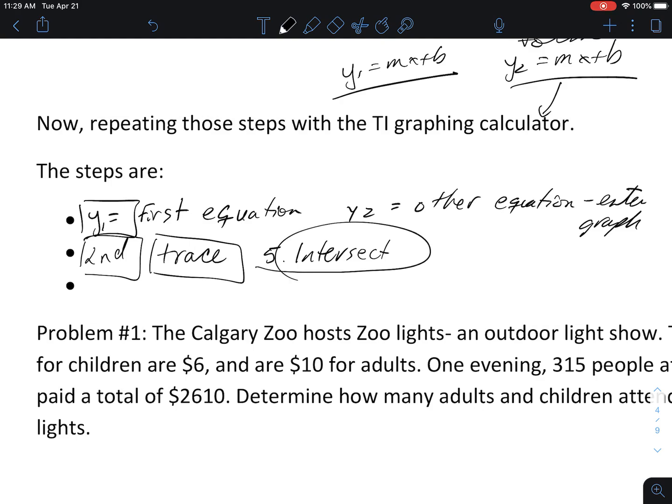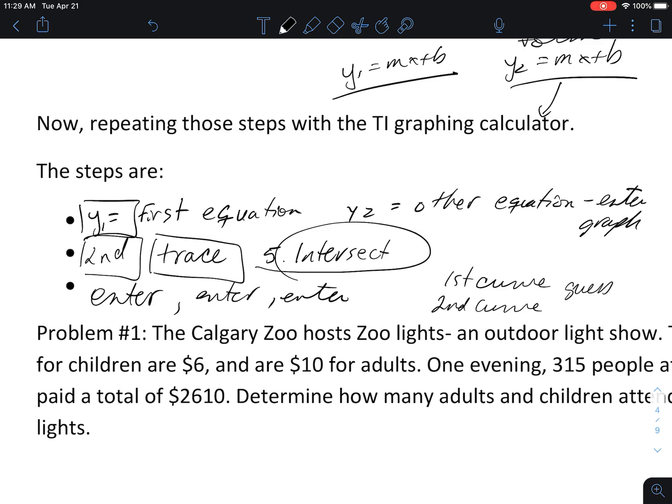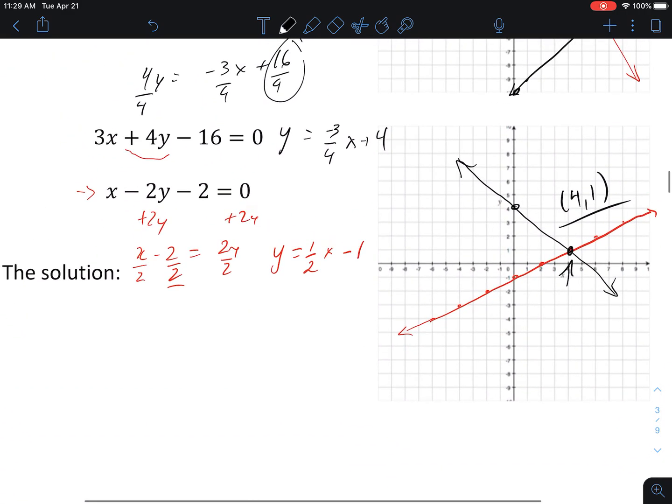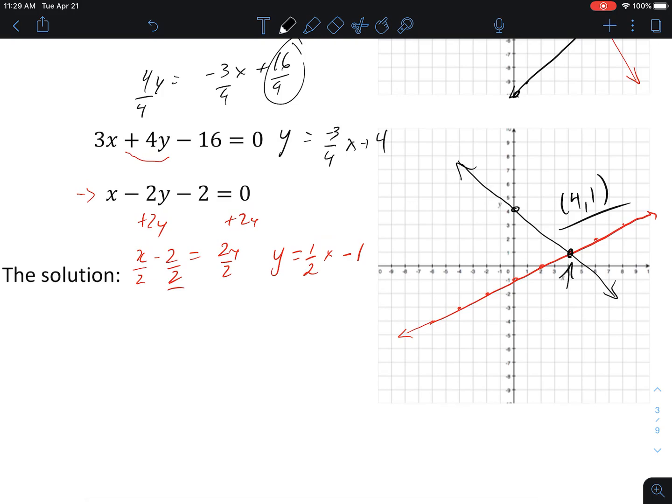And number 5 says intersect, or intersection or something, I forget. You want to hit that. And then you hit enter 3 times. Enter, enter, enter. And on the bottom, it's going to say something like first curve, and you hit enter. And then it's going to say second curve, and you hit enter. And then it says guess, and you say thank you very much, and you hit enter. And then it tells you the solution.